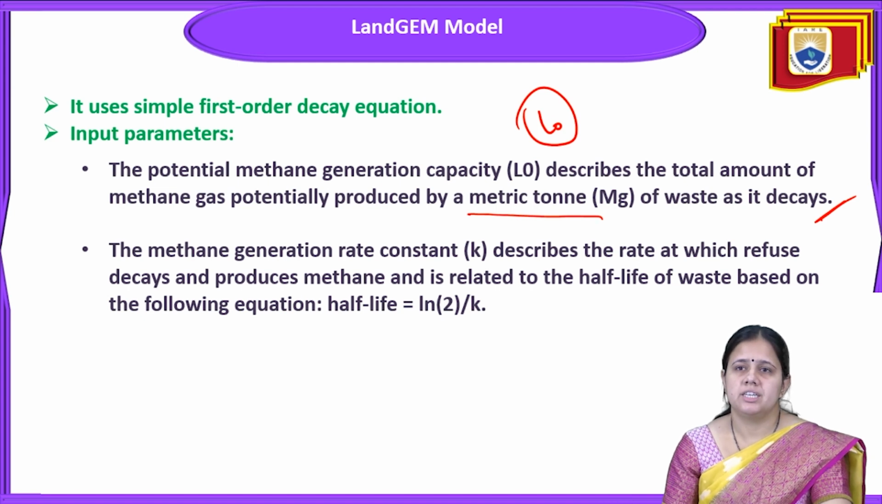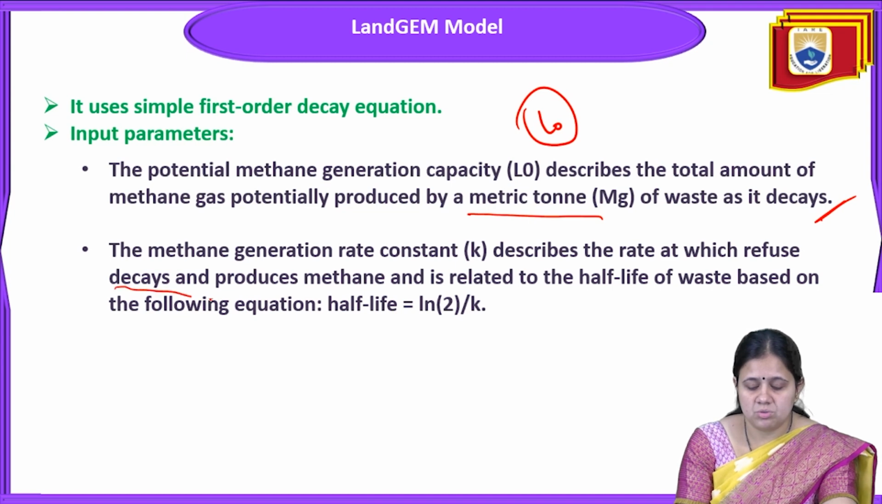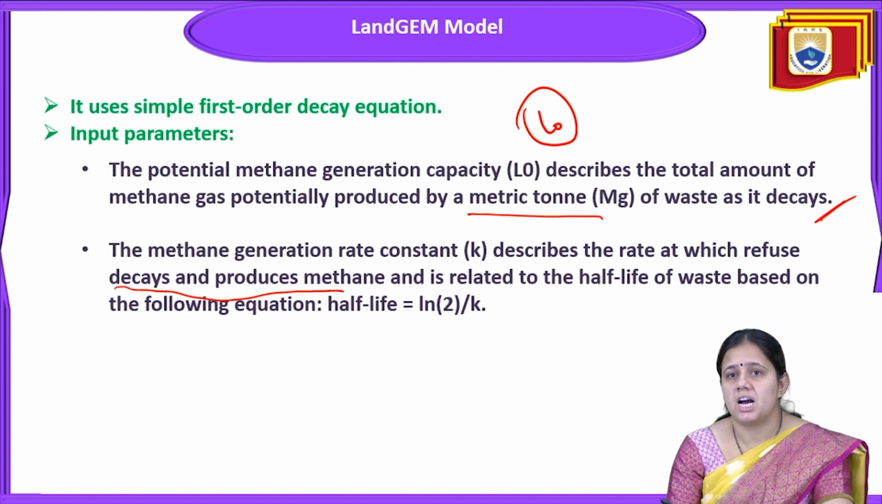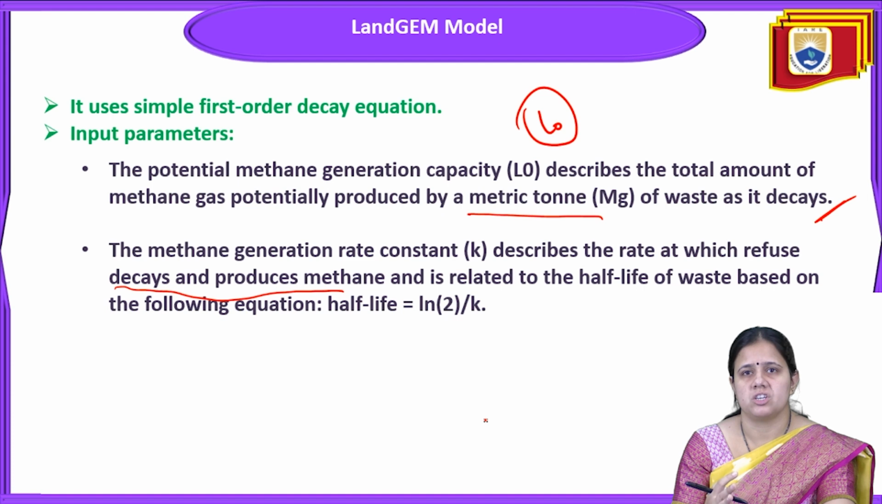The methane generation rate constant describes the rate at which the refuse decays and produces methane, and is related to the half-life of the waste based on the equation: half-life is equal to ln 2 divided by K, where K is the rate constant of methane generation. So these two are the input parameters for the LandGEM model.